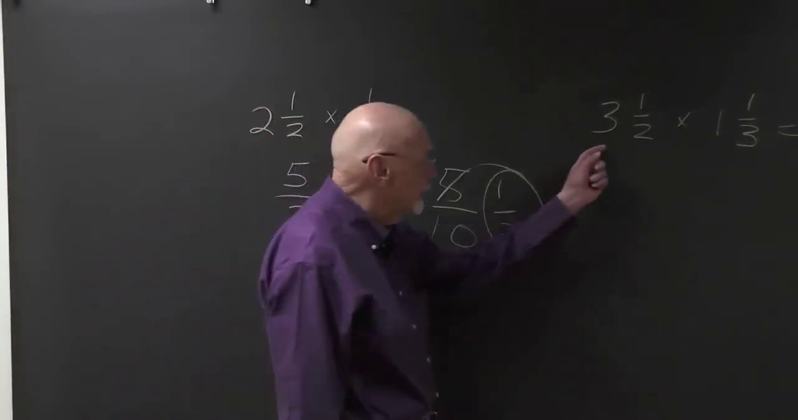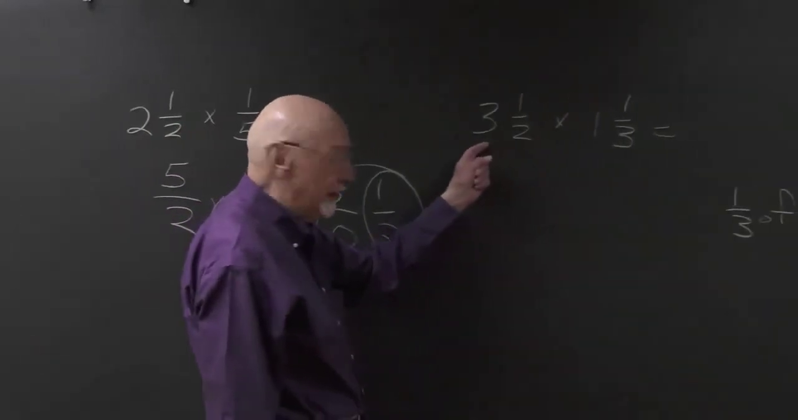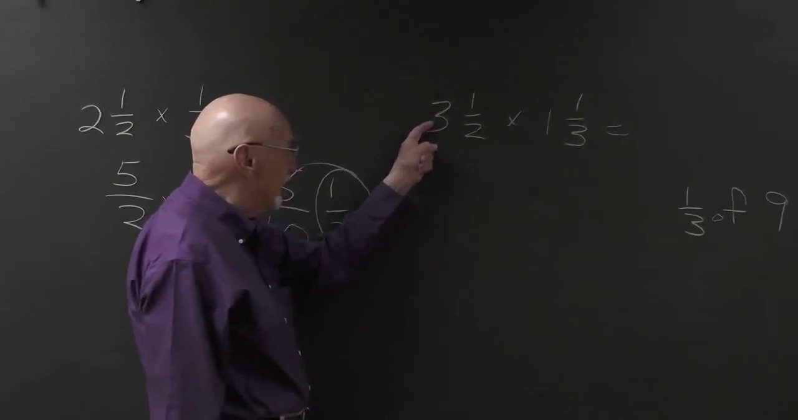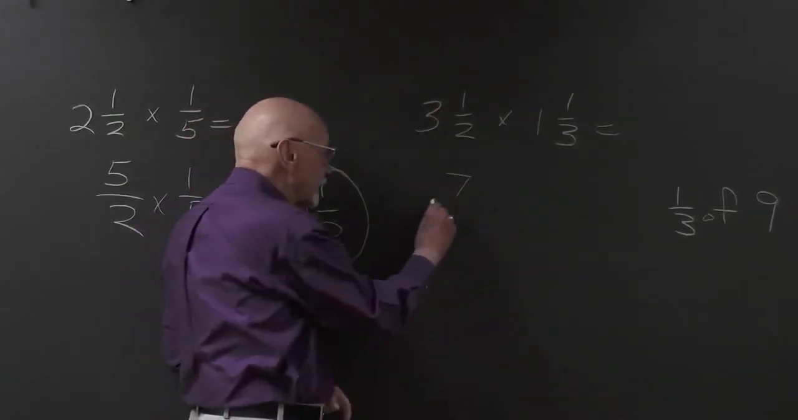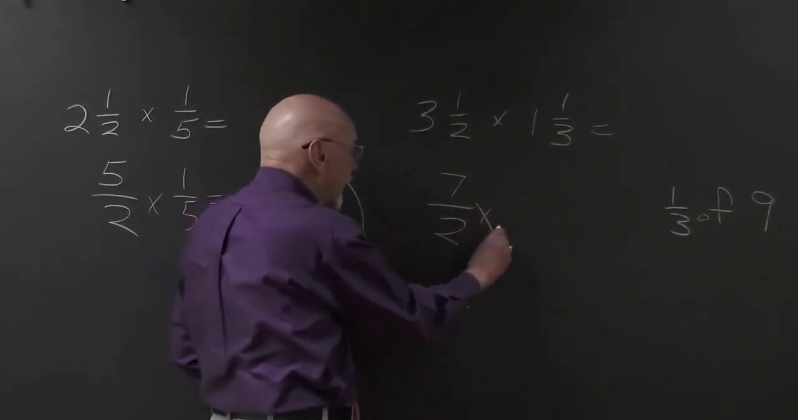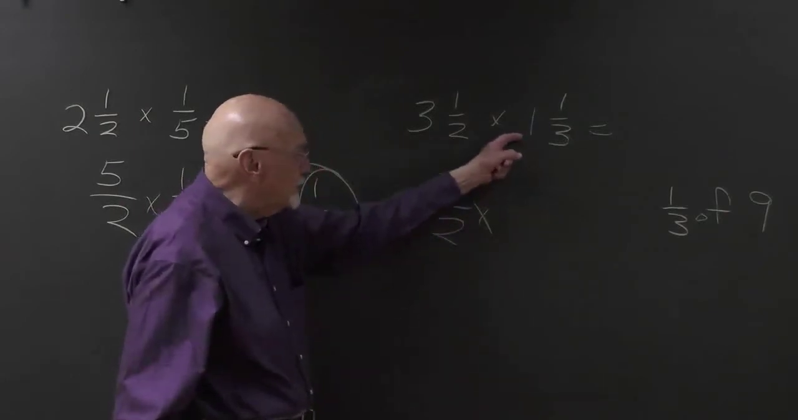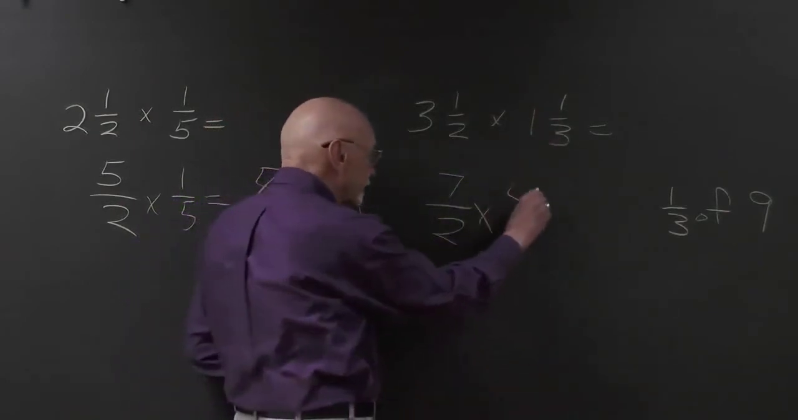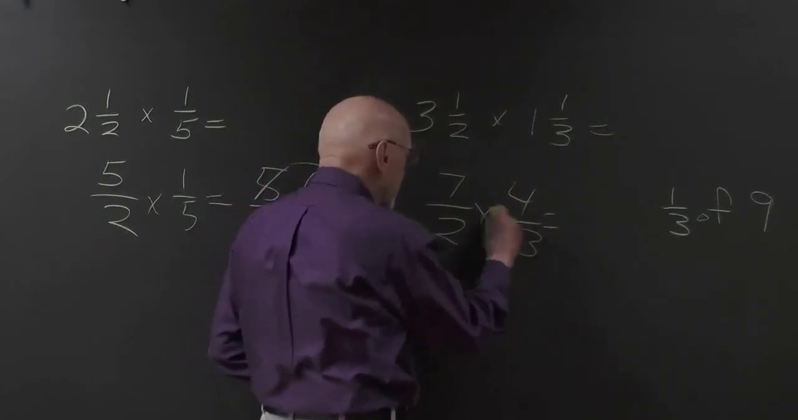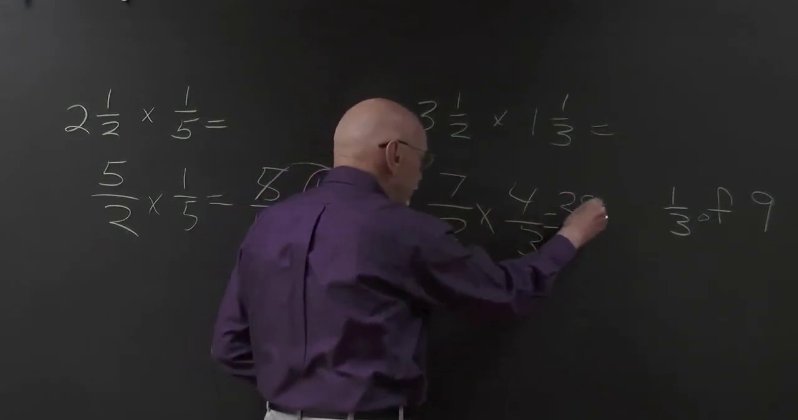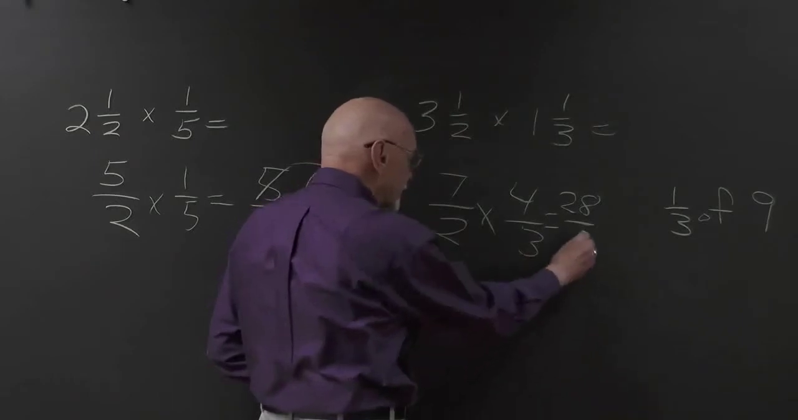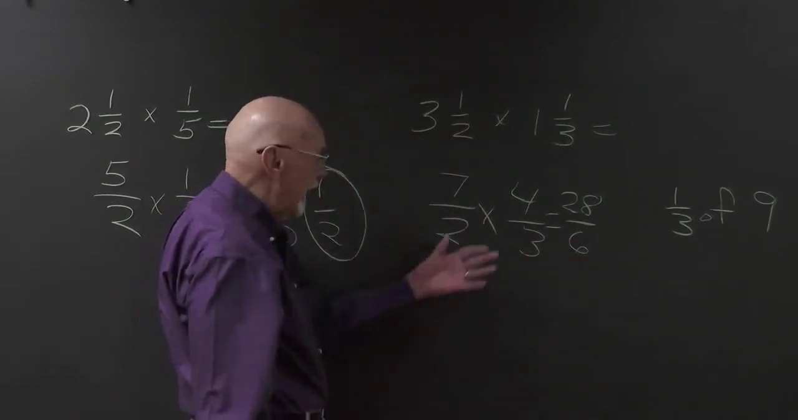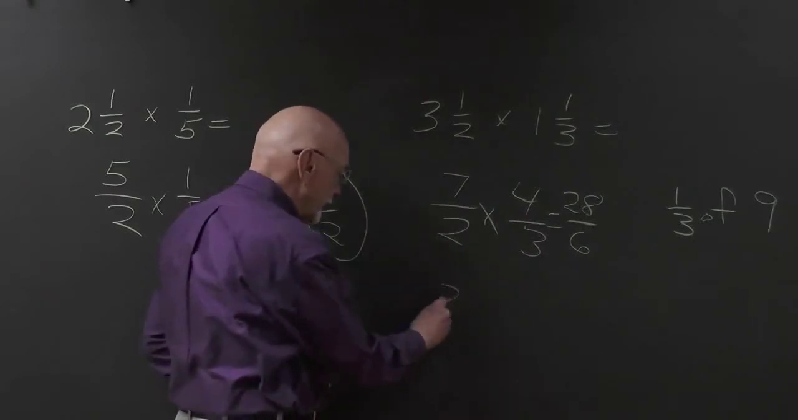Here we have another multiplication problem. 2 times 3 is 6, plus 1 is 7, over 2, times 3 times 1 is 3, plus 1 is 4, over 3. 7 times 4 is 28. 2 times 3 is 6. Once again, we have an improper fraction.